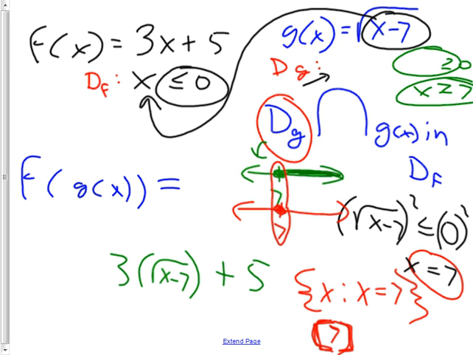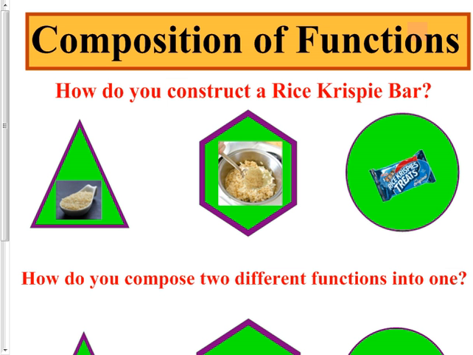How many of you had that one right? All right. It's okay if you're not awesome at it yet, because this whole lesson is all about that. This is just a reminder that the composition of functions is kind of like making Rice Krispie bars. You just take a little bit of this and a little bit of that, and you add them together and you get a Rice Krispie bar.